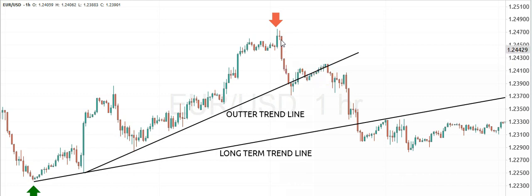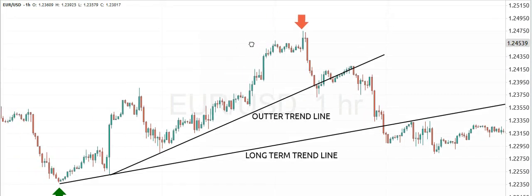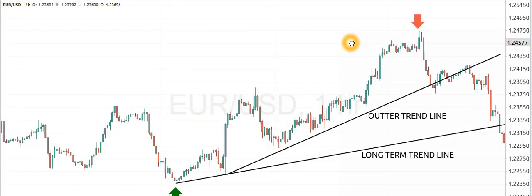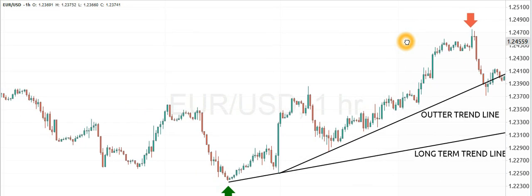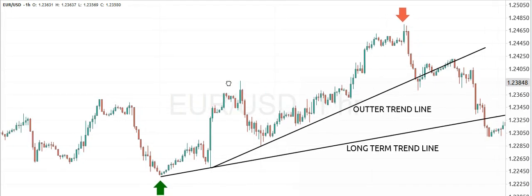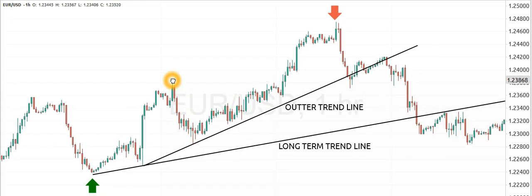At the time when we're viewing the chart, this would have been the lowest point, and up here would have been the highest point. Let me just carry it about there. The next thing we do, after you draw your long-term trend line and your outer trend line, is to draw another trend line.